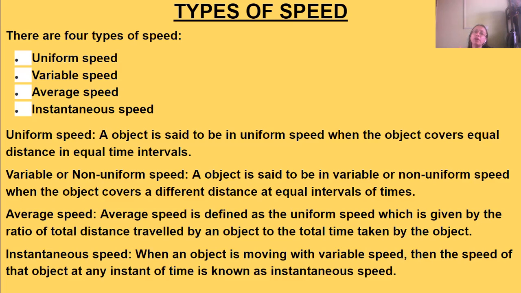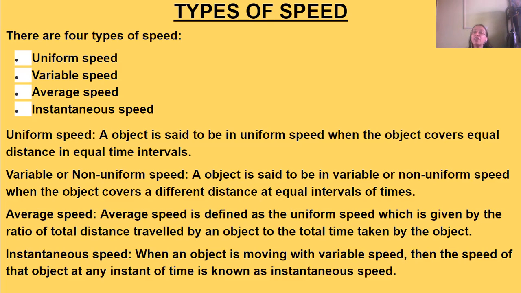So uniform speed is when an object covers equal distances in equal intervals of time. Say for every hour, it is moving 10 kilometers. So the average speed will be uniform speed. For each 1 hour, it is moving 10 kilometers.